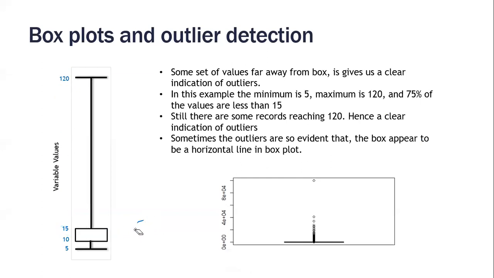There are some outliers. Now look at this. Is this a box plot? Yes, it is a box plot. But why is it like this? This one has some outliers, a few outliers. This one has extreme outliers. Agreed or not? When you see a box plot like this, what do you understand from there?